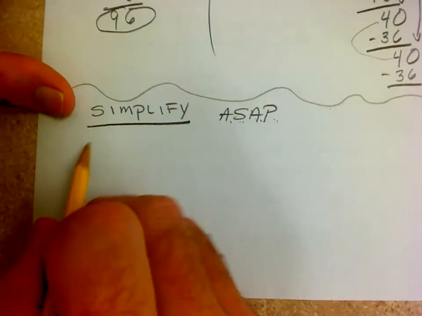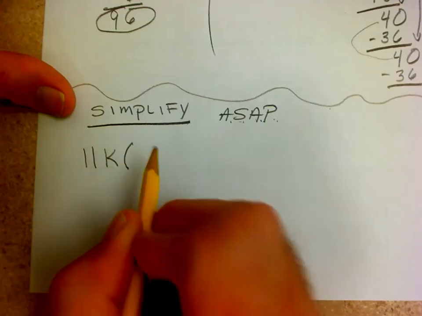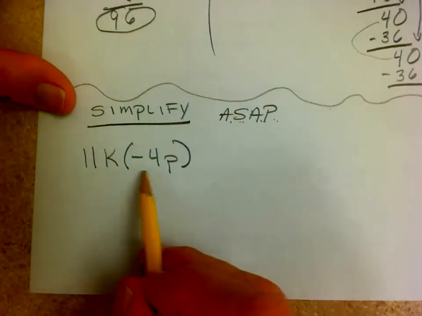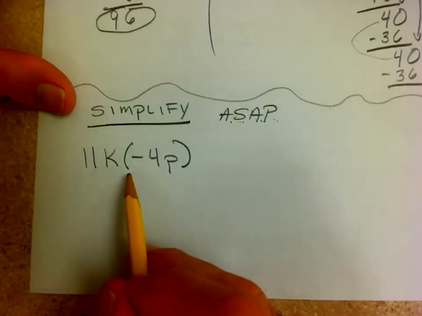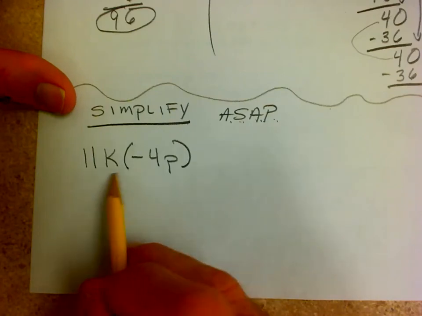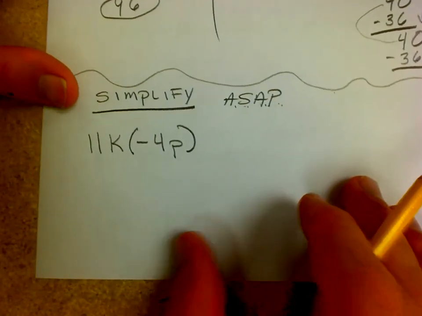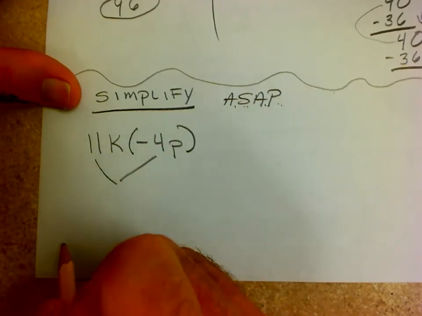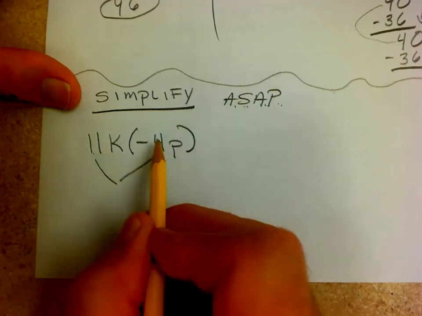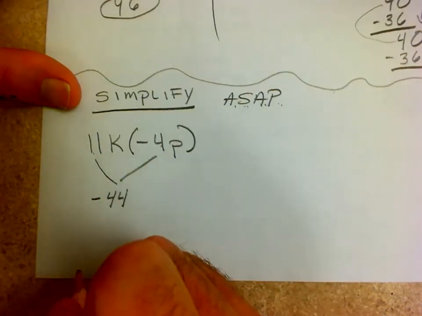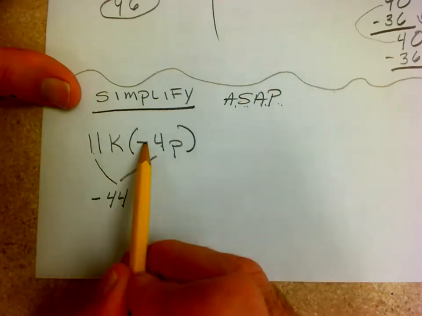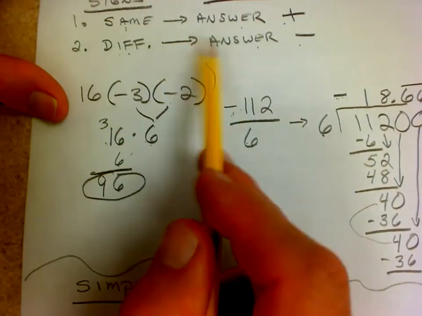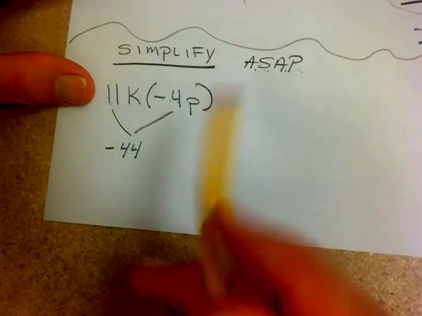We have to be careful, but we're going to see things like 11k and negative 4p. So the question is, is this little expression simplified, or is there a little bit more that we can do? There is. Remember, this is all one big multiplication problem, so we can multiply our numbers. 11 times negative 4 is negative 44. Our signs were different, a positive and a negative, and as mentioned earlier, different signs mean the answer is going to be negative. So we keep that.